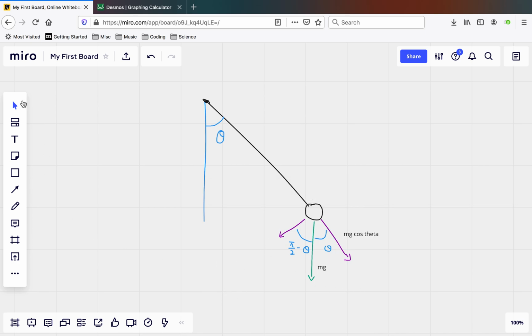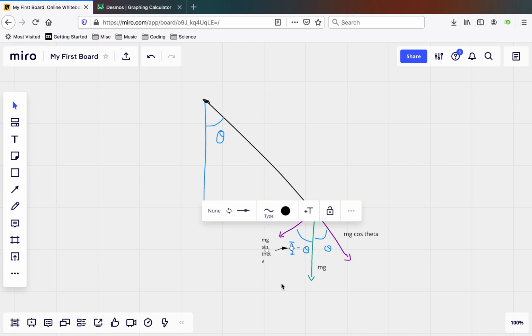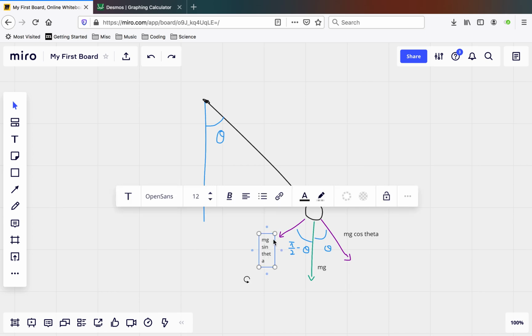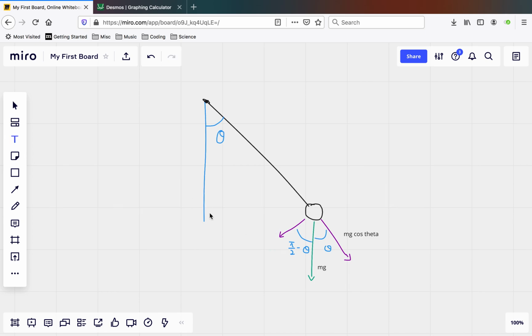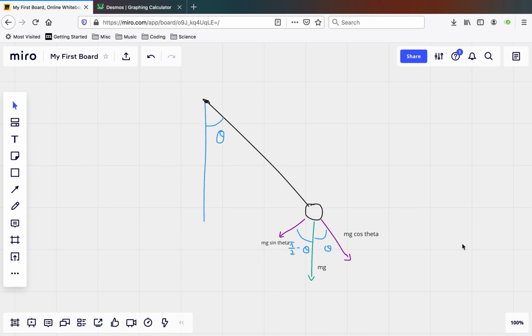Let's make this a bit wider. Sorry. Alright, whatever. That's fine. mg sine theta. There we go. Sorry about that. Alright, so the only force left is tension, which we know is parallel to the rod.